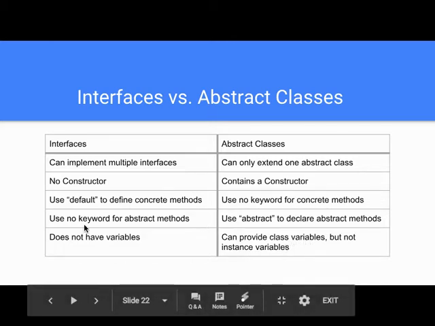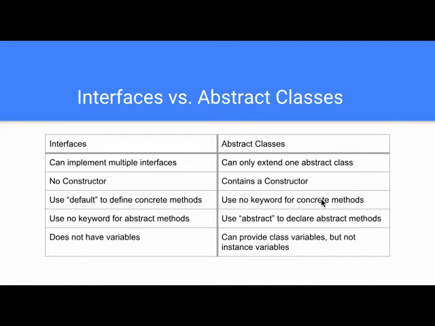So interfaces do not have variables. You do not have to use a keyword for abstract methods in interfaces, but for abstract classes, you have to declare a method abstract if you don't want to provide an implementation. You use no keyword for concrete classes and abstract classes. You just go ahead and define what you want to do with that function. But in interfaces with Java 8, you have to use the default keyword to actually define a method in your interface.